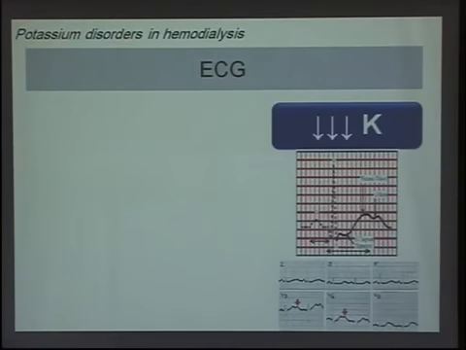ECG findings in hypokalemia will include nearly the reverse, with flattening of T wave, peaked P wave, and appearance of U wave, and long PR and QT intervals.